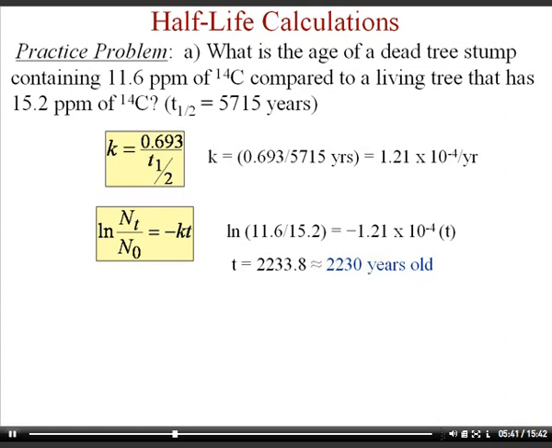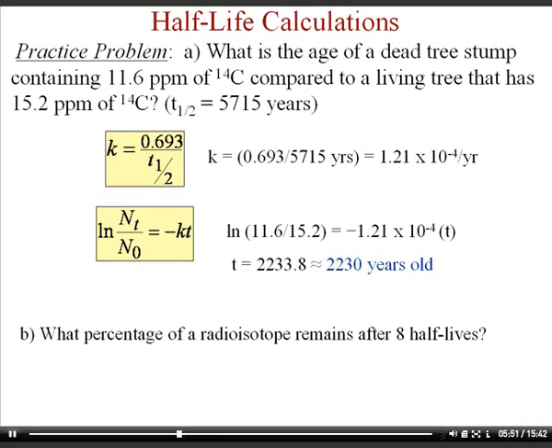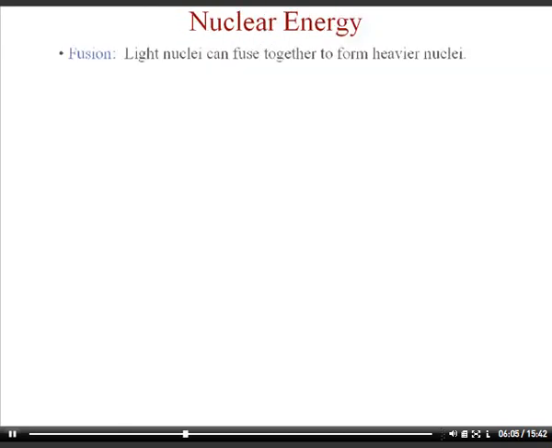So we should be able to see our answer makes sense. We're less than one half-life, or we're less than 5,715 years old, or the dead tree stump is less than 5,715 years old. Now here's another practice problem. What percentage of radioisotope remains after 8 half-lives? Well, that means we're going to cut the sample in half 8 times. That's 1/2 raised to the 8th power, which is only 0.39% remaining.